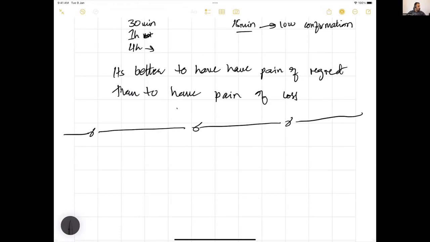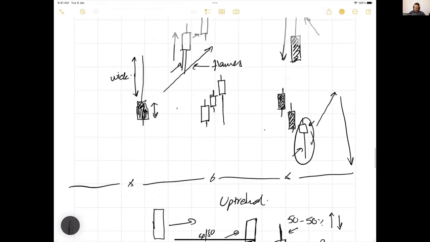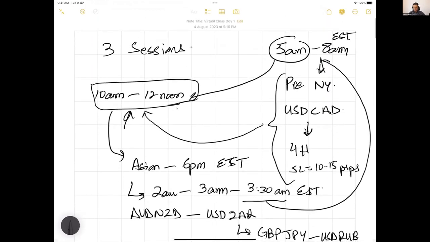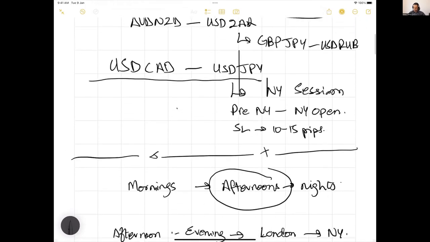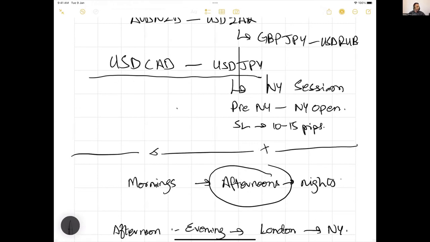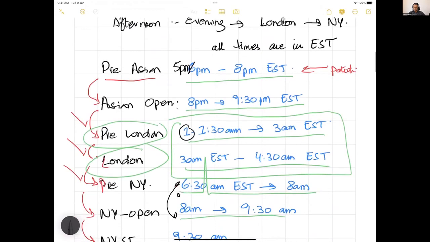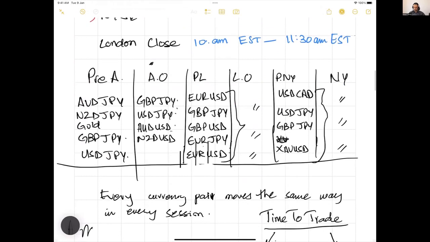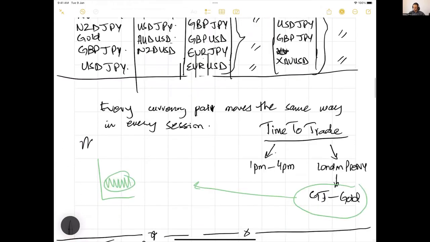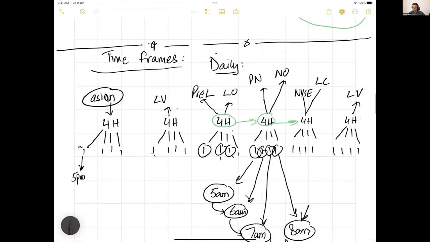Okay, so the things that we had to talk about today were very, very basics, right? We talked about sessions, we talked about currency pairs. Basically, we built an overall trading plan. We talked about pairs, your session times, and what currency pairs to look at during that time: pre-Asian, Asian Open, pre-London, London Open, pre-New York, New York Open. We talked about currencies, and time frames.